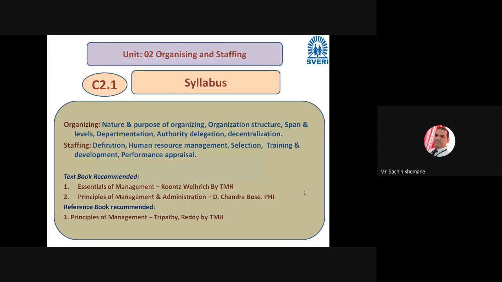So its definition again we have to see. We have seen just the function, but here exactly what is staffing? Its activities we have to see. Then human resource management is one important part that we have to see. Then the selection process in recruiting, that also we have to see.